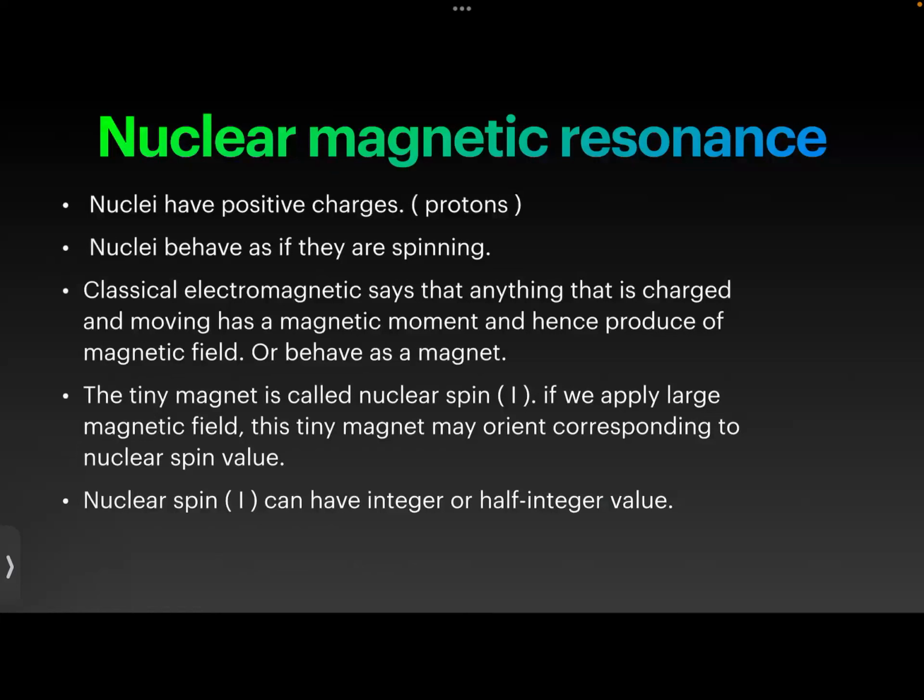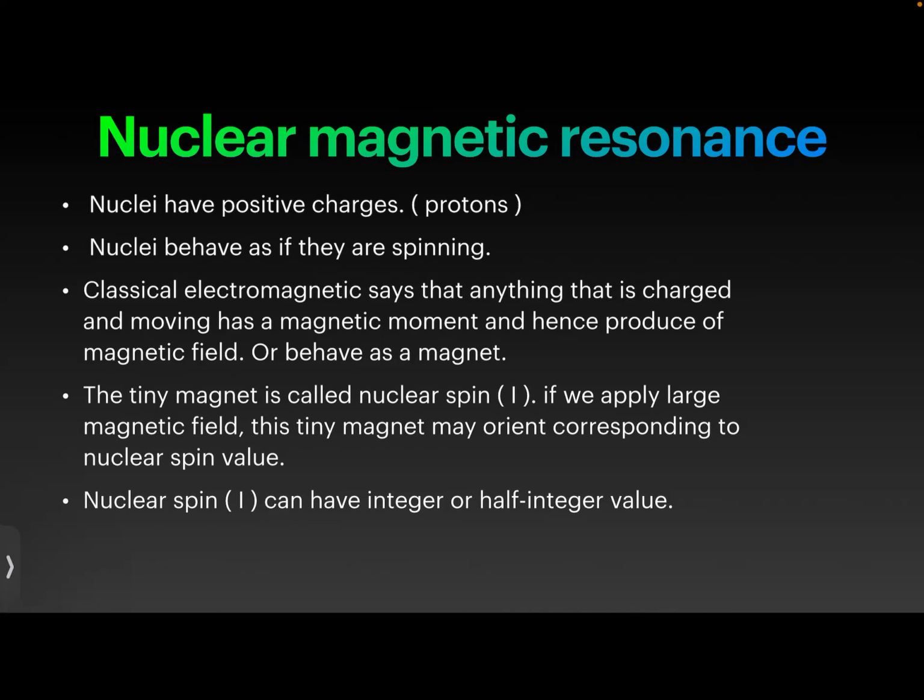So first I will talk about nuclear magnetic resonance, and before diving into the resonance, I will give some idea that when we talk about the nuclei, we have neutrons and protons. Neutron doesn't have charge, but proton has charge as well as a spin. And if we consider that the nuclei is spinning and moving, then according to classical electromagnetic theory, if a charge is moving, it has a magnetic moment, it can produce a magnetic field, or we can say it can behave as a magnet. So our nuclei will behave as a tiny magnet.